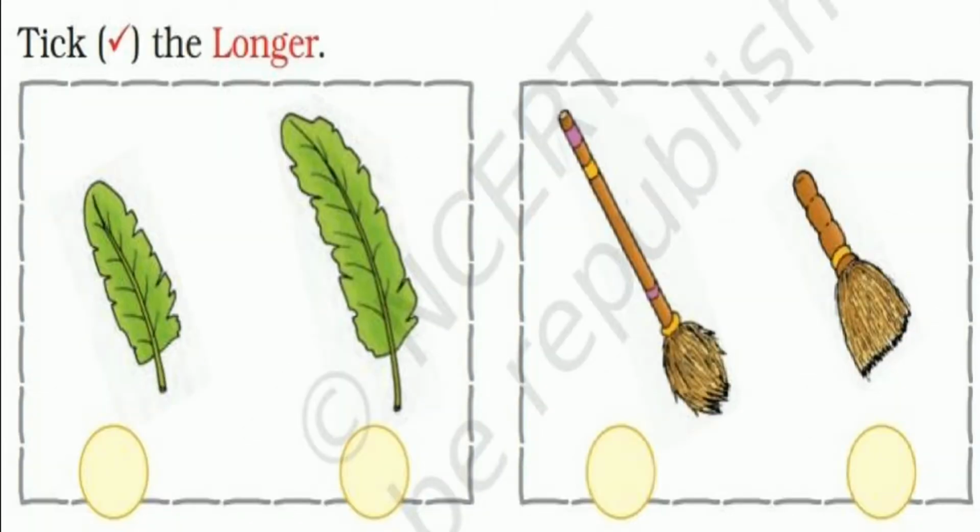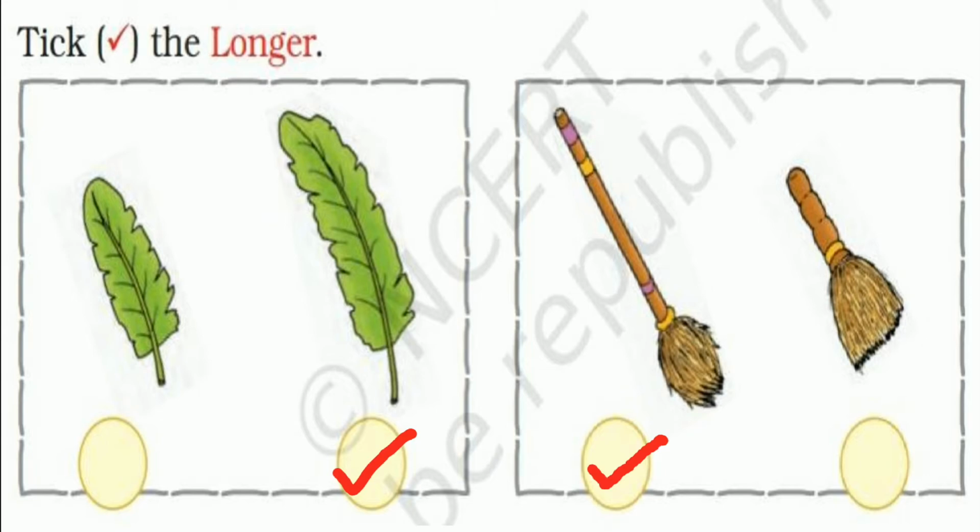Next, tick the longer. Children, here you can see two leaves. We have to tick the leaf which is long. Which is long, first or second? Yes, the second leaf is longer than the first leaf. So we shall tick the second leaf. Next, children, here you can see two broomsticks. Which is long, first or the second one? Yes, the first broomstick is longer than the second one. So we shall tick the first broomstick.